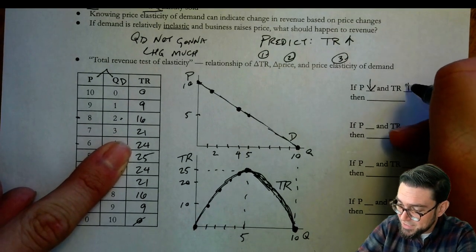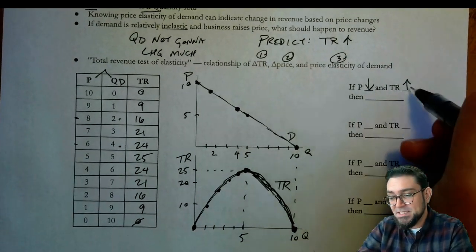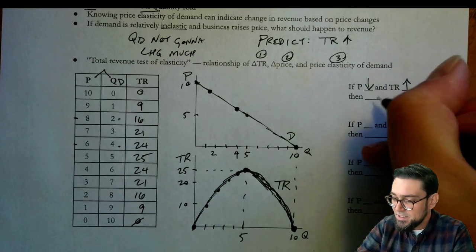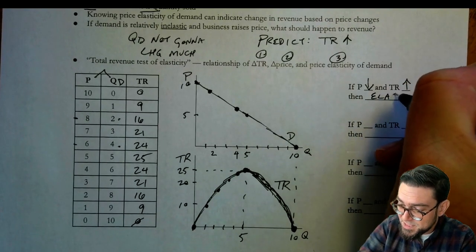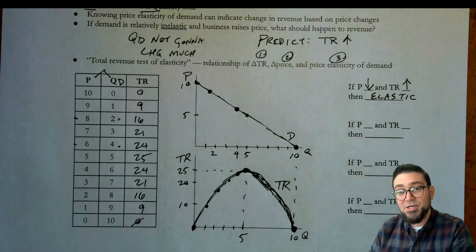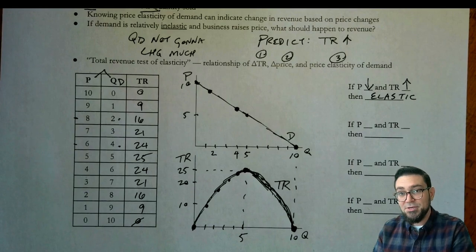So in that range, because these two things are moving opposite each other, there's actually a fair amount of responsiveness. And so I know that that range of the demand curve is the elastic range of a demand curve.